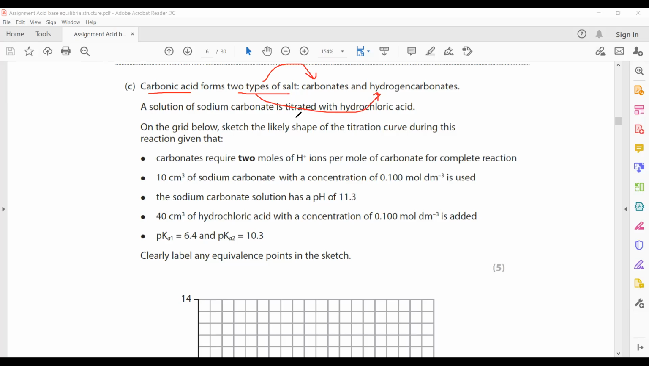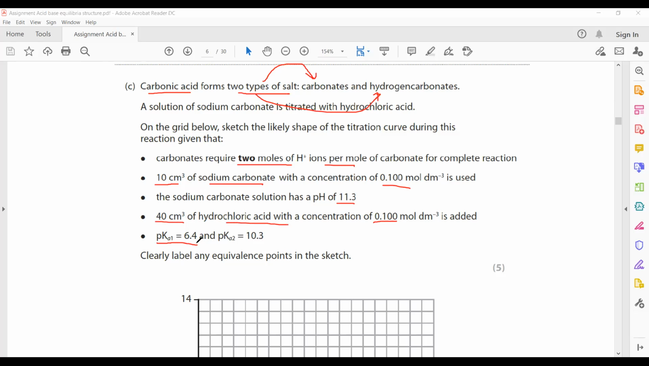A solution of sodium carbonate is titrated with hydrochloric acid. On the grid, sketch a likely shape of a titration curve. Carbonate ion requires 2 moles of hydrogen ion per molecule to react completely. 10 cm cube of sodium carbonate with a concentration of 0.1 is used. The sodium carbonate solution has a pH of 11.3. 40 cm cube of hydrochloric acid was added, which has the same concentration.